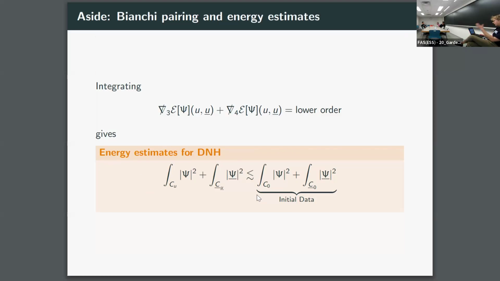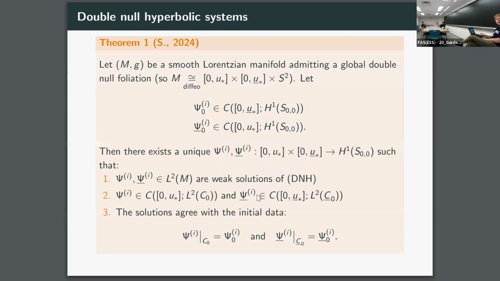But remember here, these psi and psi bars can be arbitrary unknowns that satisfy a double null hyperbolic system, a DNH. And so the first thing you want to show for this type of system is a well-posedness result. So here is a low regularity well-posedness result.